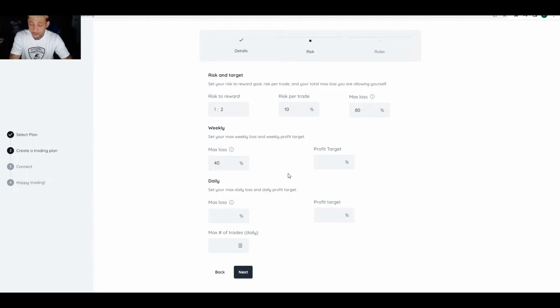What I really like about TradeKeep the most is that TradeKeep is literally a 100% automated software, right? And then my profit target is going to be double that.